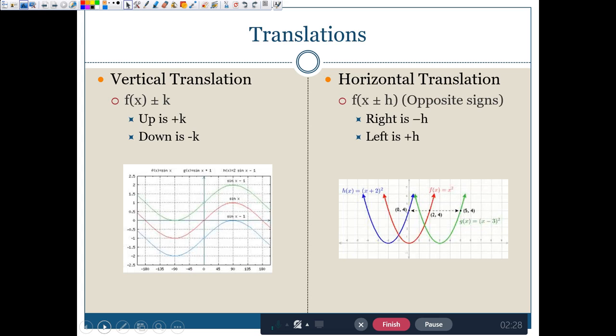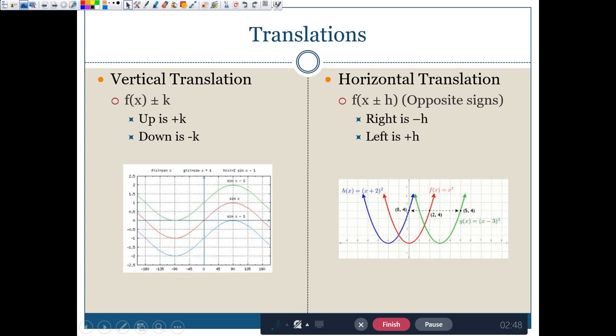A vertical translation means that we're moving either up or down. So we're going to take our parent function, and on the outside we're going to either be adding to move up, or subtracting to move down. And that's going to be on the outside of our function.